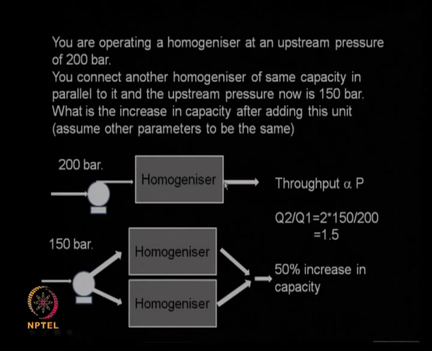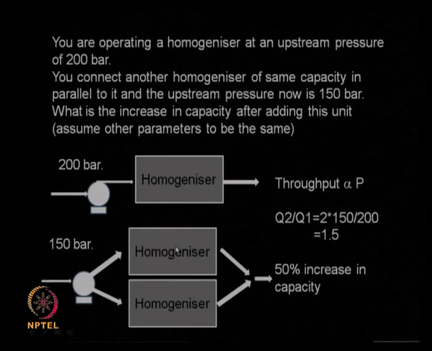So if I want a 2 times increase in capacity, what do I do? I need to increase the pressure of this pump. If I use the same pump, obviously the pressure will go down because I have to pump through two homogenizers. Once the pressure goes down, my throughput also goes down, that is why I am getting only a 50% increase in capacity, understand.